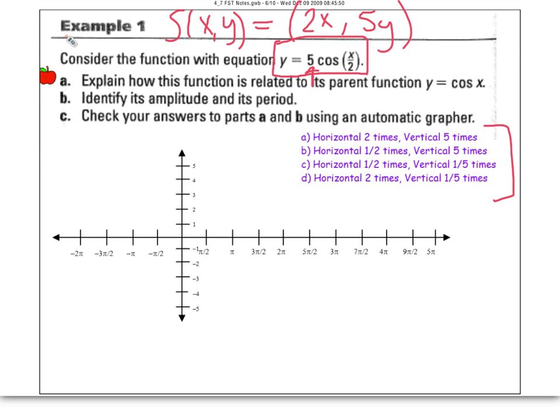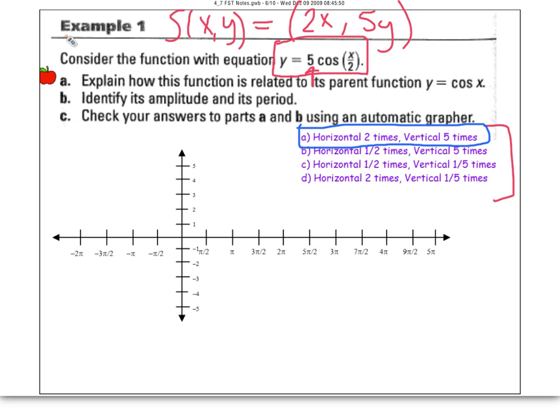Now, which one of these 4 statements best fits what's going to happen? This graph, actually, on the x, which is horizontal, so it's a horizontal. It's greater than 1, so it's a stretch of 2 times. The y goes vertically, so it's a vertical. This is greater than 1, it's a stretch 5 times. So what you're going to see is letter A.